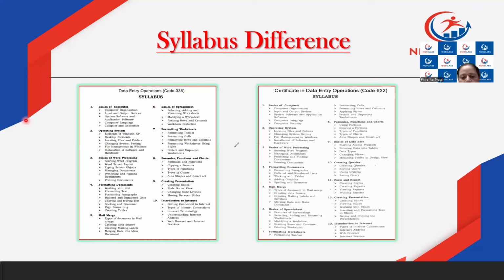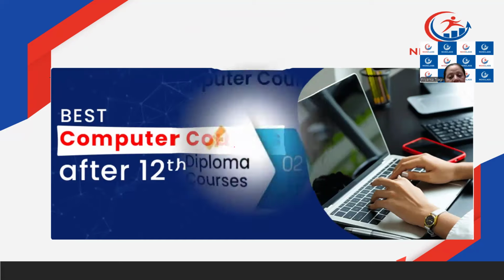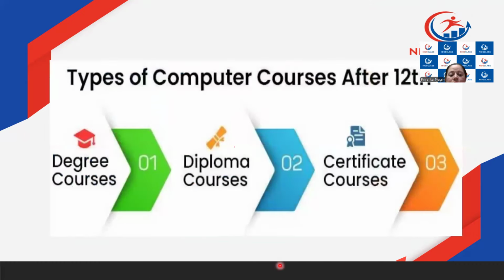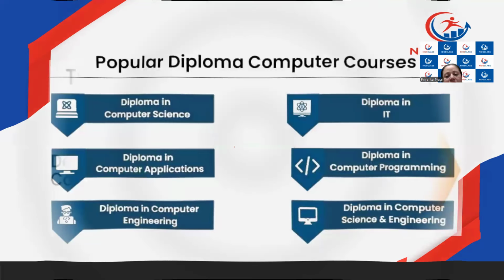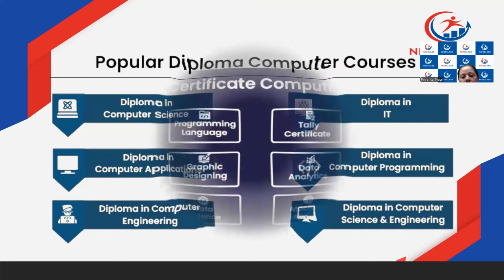Now, next, you can see over here. After your 12th, which type of computer courses can you opt for to enhance your career? You can opt for diploma courses, degree courses, and certification courses to enhance your knowledge. These are some popular diploma courses: diploma in computer science, diploma in computer application, diploma in computer engineering, diploma in IT, diploma in computer programming, and diploma in computer science and engineering as well.